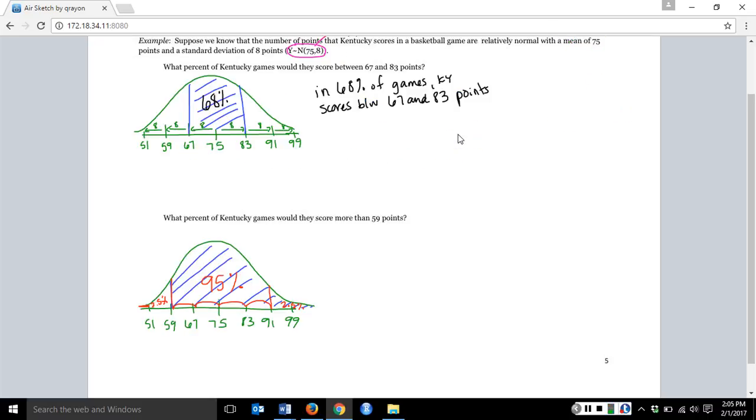So then in total, I'm going to get 95 plus 2.5%. So we're going to get 97.5%. So then we could say that in 97.5% of games, Kentucky scores more than 59 points.